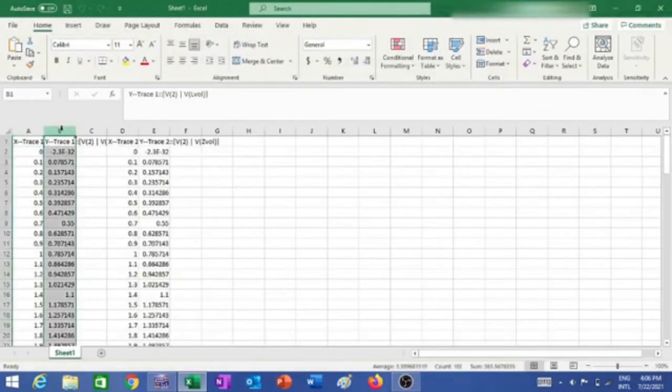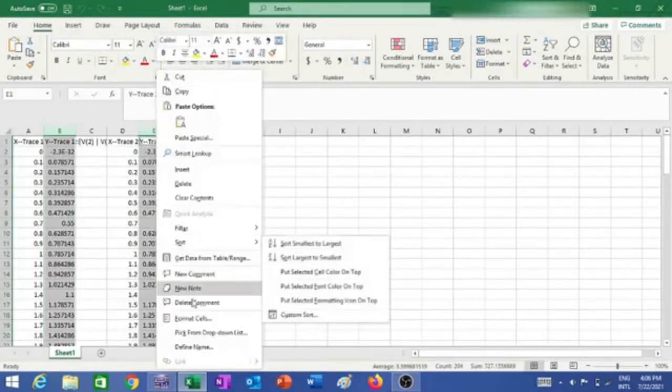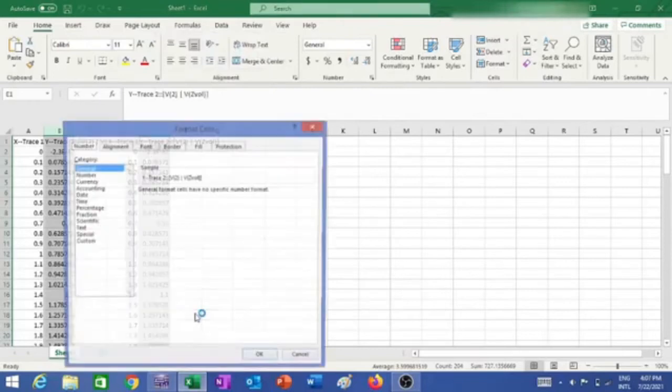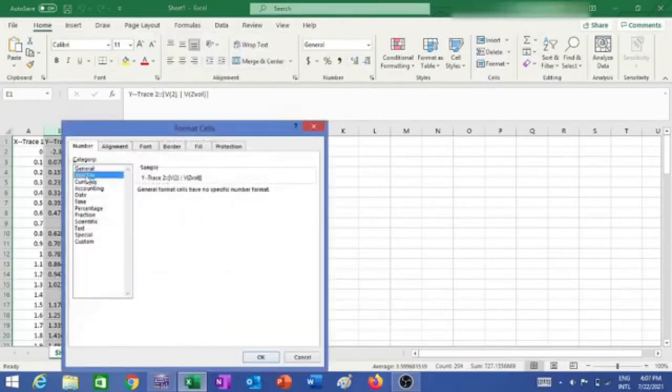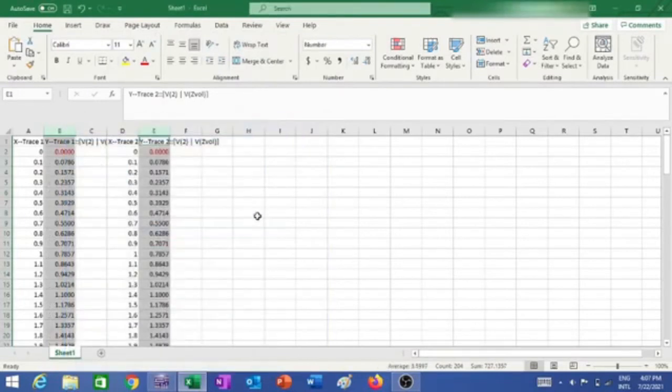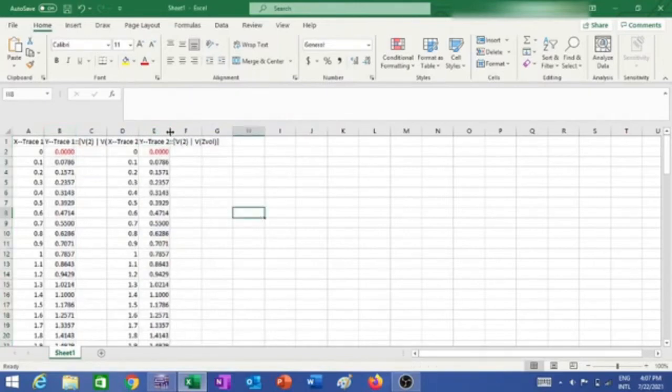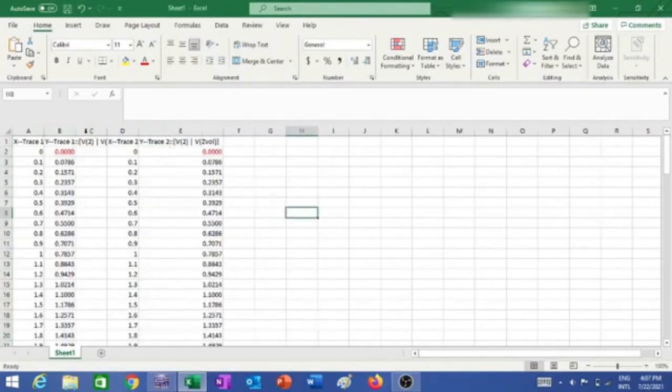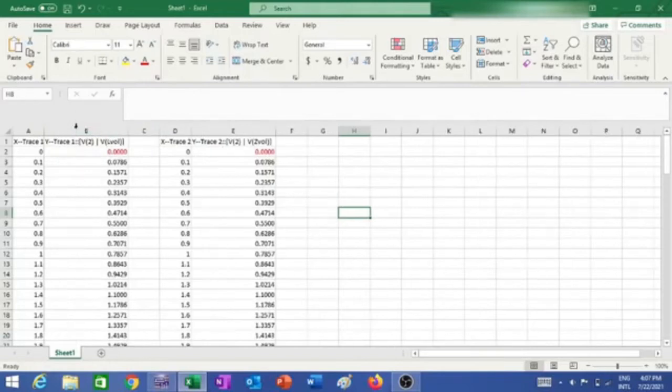I will format these values to probably 3 decimal points or 4 decimal points. I'm taking up to 4 decimal places. So I got these values. You can see this is my Zener voltage, and this is my output voltage, and this is my supply voltage.